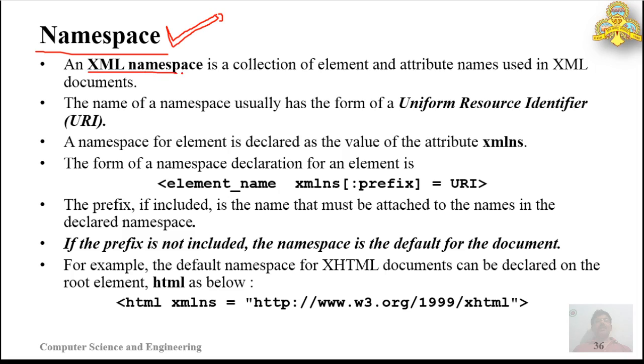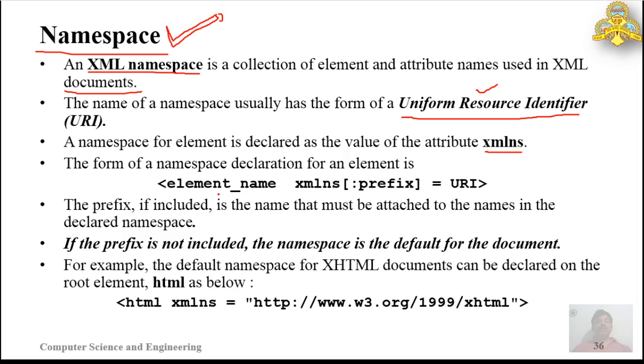Here, an XML namespace is a collection of elements and attributes used in documents. If there are many namespaces, we can include them in our files also. The namespace is usually in the form of a Uniform Resource Identifier, not URL, it is URI. So not Uniform Resource Locator, it is Uniform Resource Identifier. That means I am specifying the resource in a globally unique way. And the namespace is provided to the attribute xmlns, that is XML namespace information.